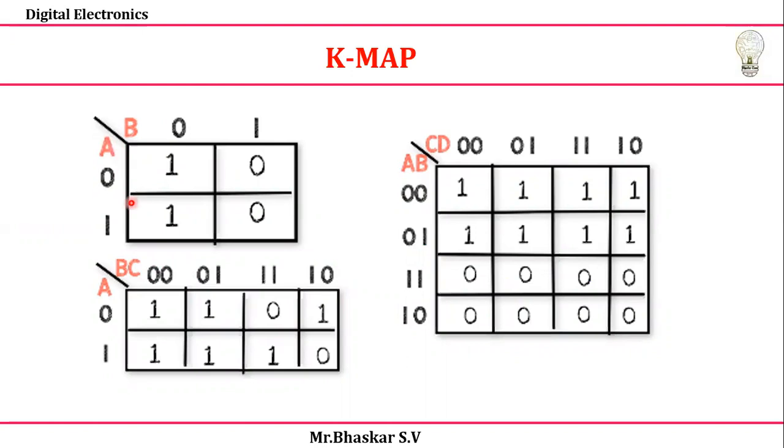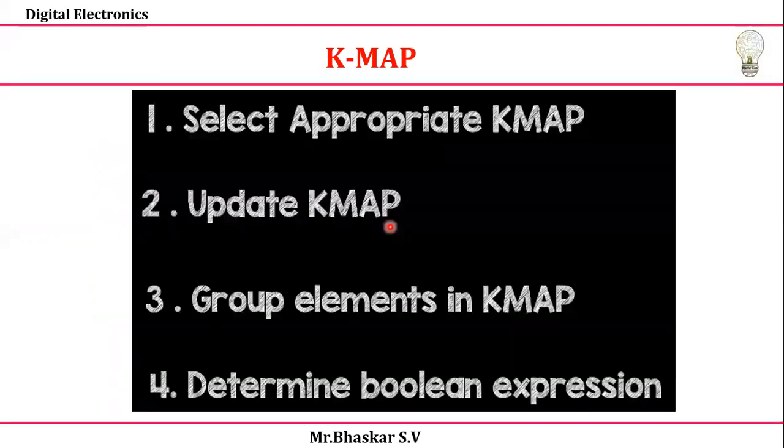This is a two variable K-map, this is a three variable K-map, and this is a four variable K-map. So this is the representation of K-maps. Now, what are the steps we can follow to simplify our K-map? Our intention in using the K-map method is to reduce the literals, the essential implicants, that is, to reduce our Boolean expression.